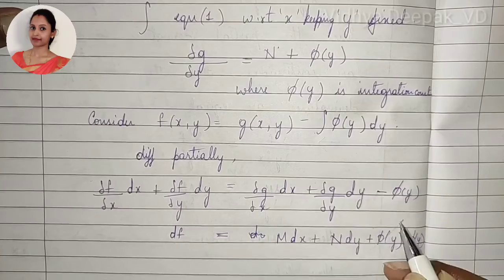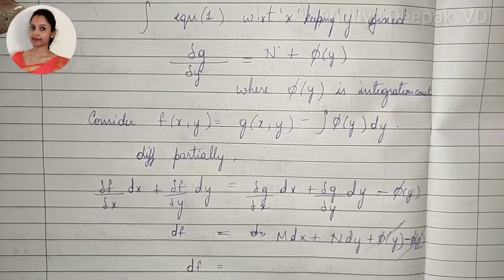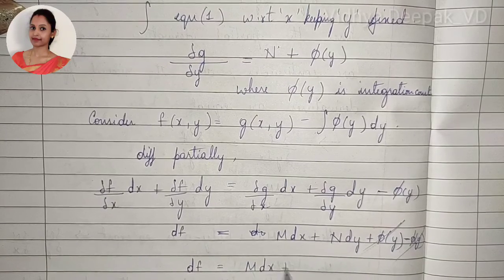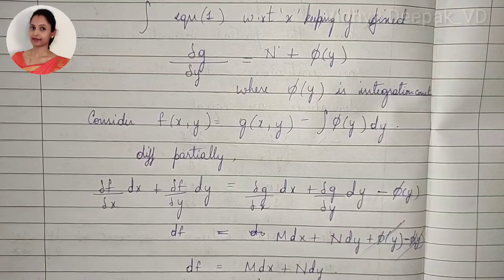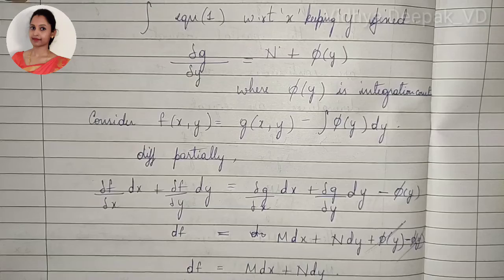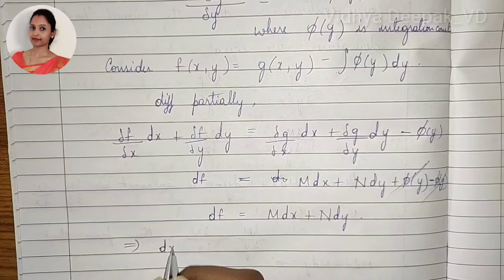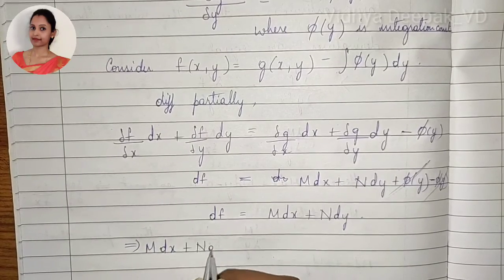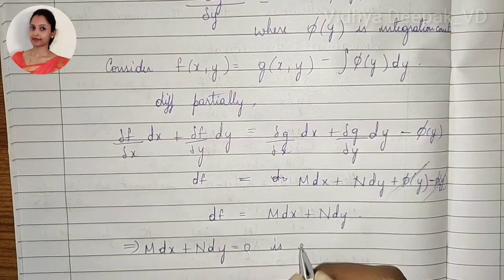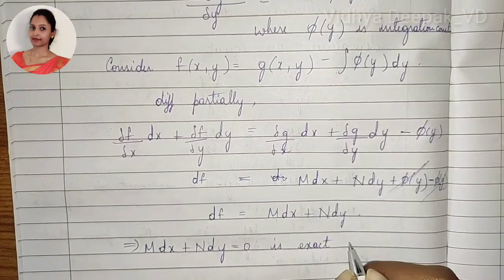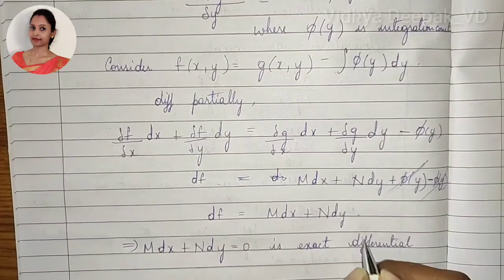Now this plus phi of y and minus phi of y get cancelled. So what are you remaining with? df is equal to m dx plus n dy. Yes, this is what we had to prove, right? So what does this imply? That implies m dx plus n dy is equal to 0 is an exact differential equation.